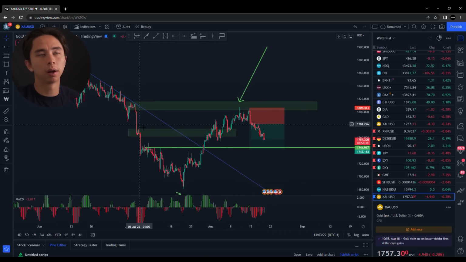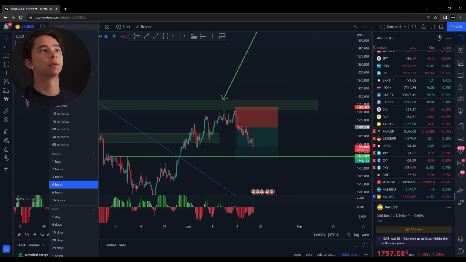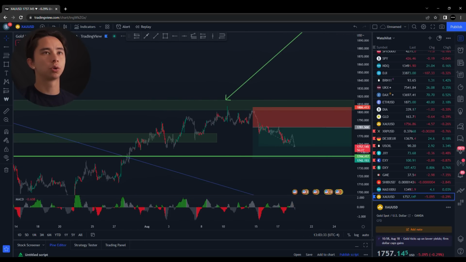Now the key part and the most important part that I truly believe is reacting to the market. And I'll show you how you can react to these reversals and how you can predict and see when these reversals are happening. So I'll show you right now.